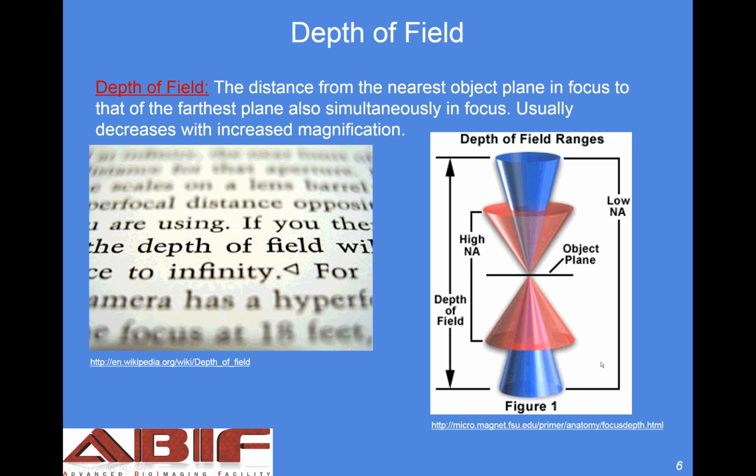The image on the right is a representation of the depth of field for microscope lenses. And in the blue cone, you see what would be the depth of field for a low magnification, low numerical aperture lens, which is relatively large. And then as you go up to higher resolution, higher numerical aperture lenses, the depth of field is smaller. And we'll talk a bit more about numerical aperture shortly.